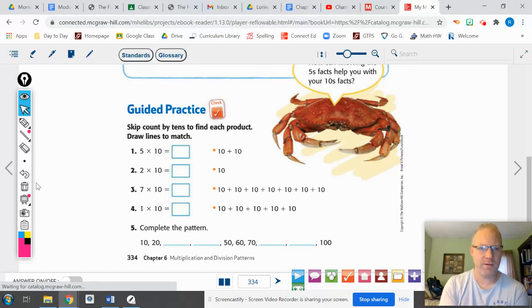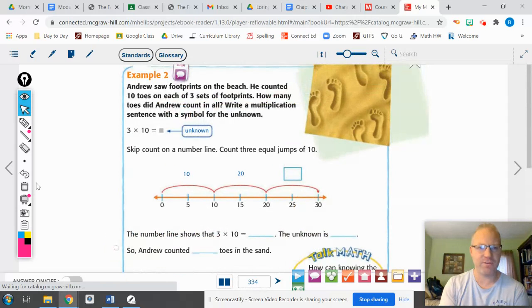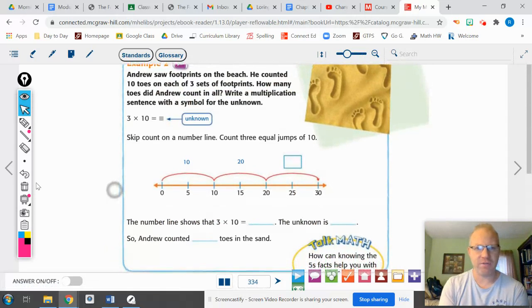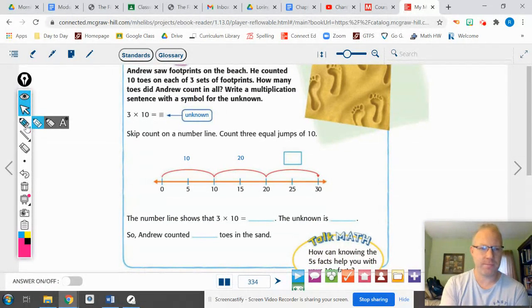Page 334. We're going to be looking at the top, example 2. Example 2, Andrew saw footprints on the beach. He counted 10 toes on each of 3 sets of footprints. So each tells us multiply. How many toes? So they're asking how many total toes did Andrew count? Write a multiplication sentence with a symbol for the unknown.